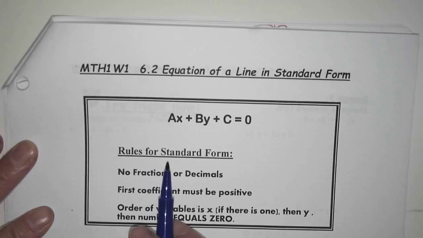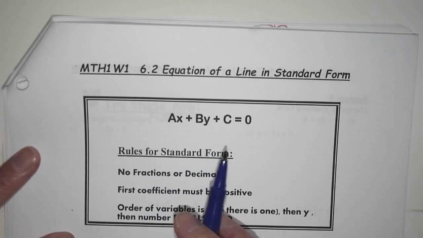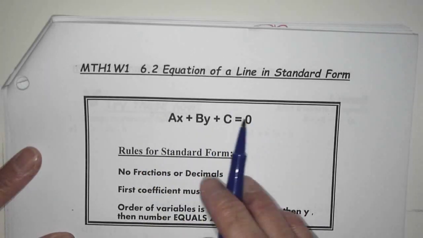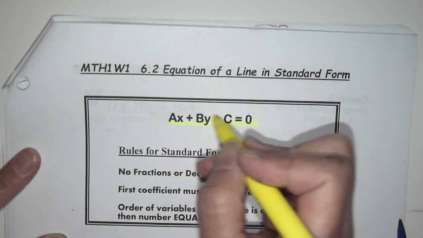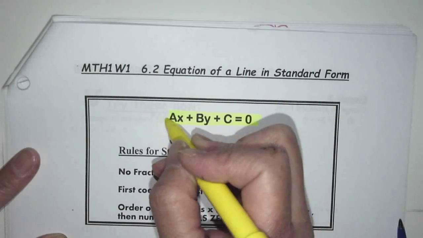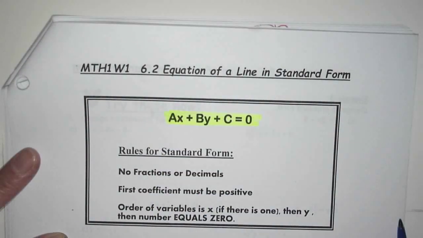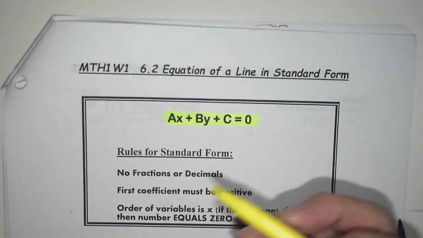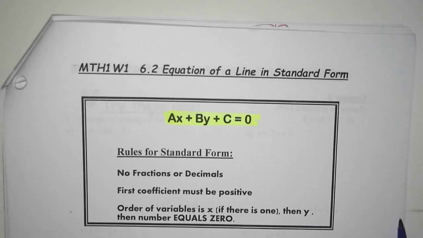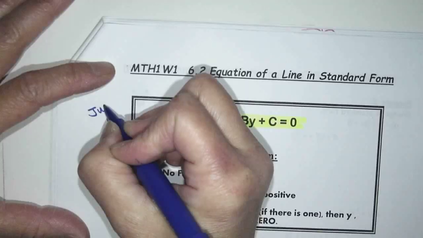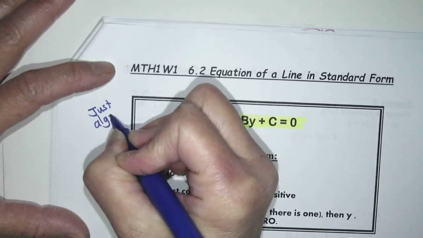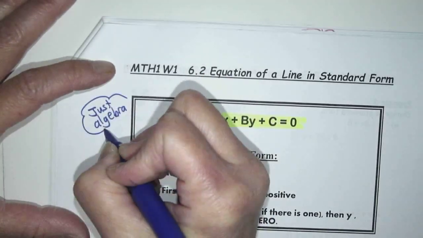This is called standard form. So standard form, you don't have to memorize this. We'll always give you the formula. Next year, we'll get you to memorize it. So we'll usually give you this formula and say, okay, put it into this form. This form here is a different form of the equation of the line. For this chapter, it's just the algebra. So we're just working at just the algebra of the equation.